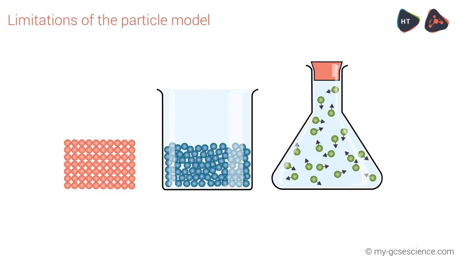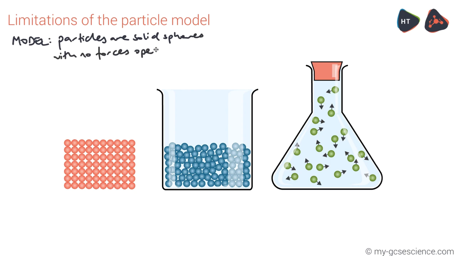This can sound quite complicated, but really it's quite simple. It's to do with the fact that we're using a model to represent something that happens in real life. This model represents particles as solid spheres with no forces operating between them, nothing that actually holds them together. But in reality, particles can vary in size and shape. They're not necessarily spheres.